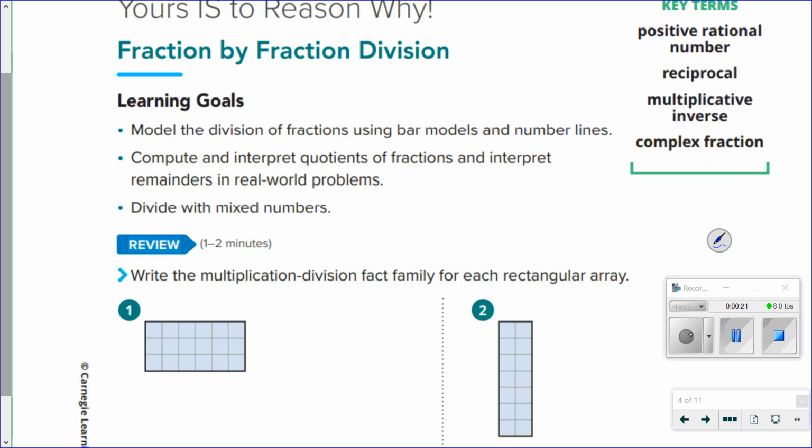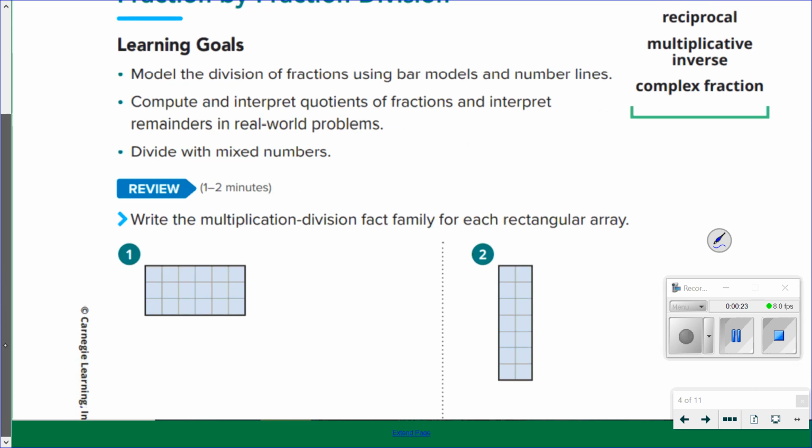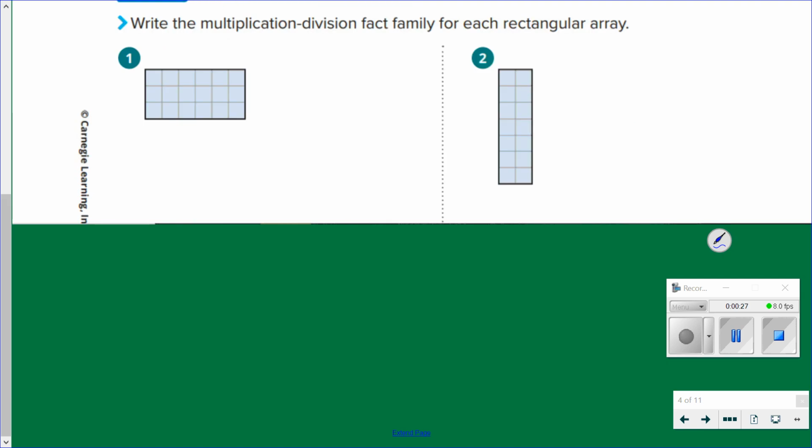So let's look at 1 and 2 at the bottom. This is our review. You have done fact families in the past, especially when you were learning addition and subtraction. Today we're going to do a multiplication and division fact family for number 1 and for number 2. Let's review an addition and subtraction fact family. Let's say I have 1 plus 2 equals 3. What is another fact in that fact family? Who can tell me?